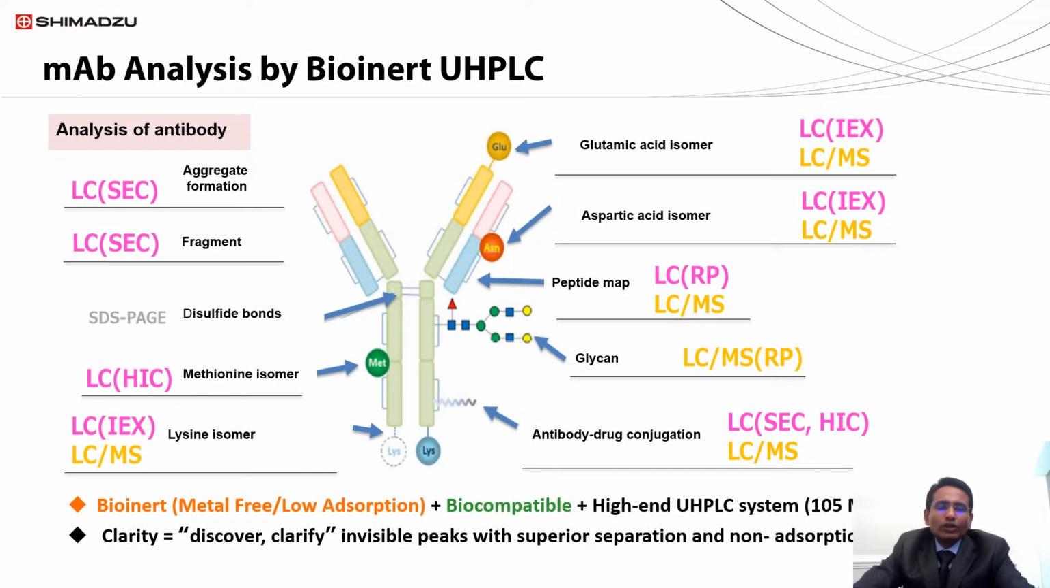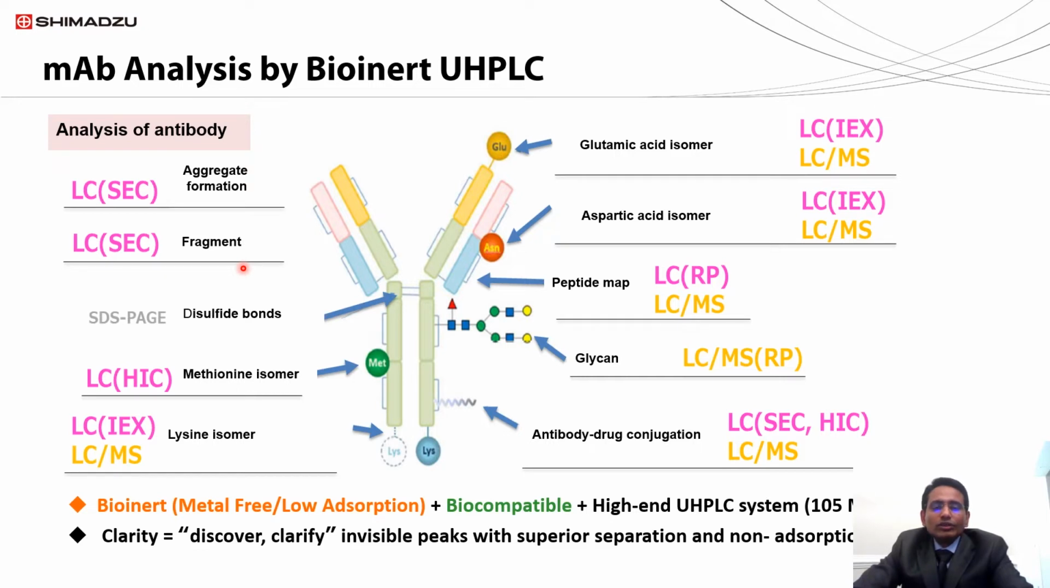Now I am going to talk a little bit about mAb analysis by Bioinert UHPLC. By Bioinert, we can do a variety of analyses like LC-SCC, aggregate analysis, fragment analysis, disulfide bond analysis, methionine isomers, lysine isomers, glutamic acid, aspartic acid, peptide map using LCMS, and glycan analysis using LCMS. Using LC or LCMS, we can do antibody drug or antibody drug conjugate analysis.